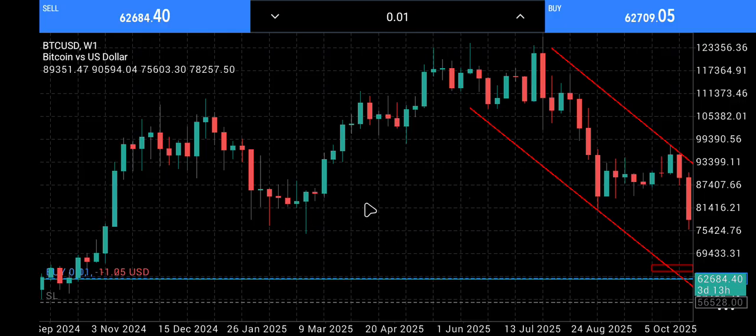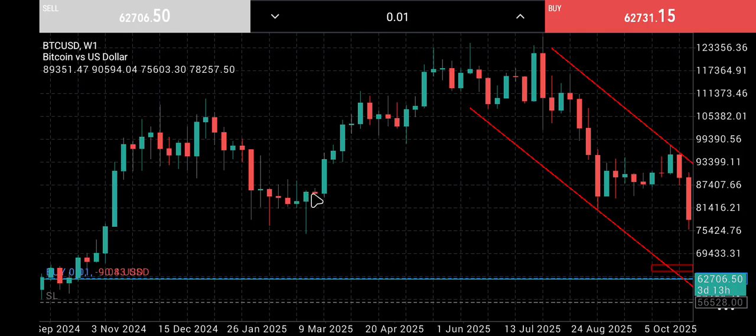Let me explain this concept in a way that is very simple. The buyers came in here, but sellers pushed this price up to here. Then buyers again came in and pushed the price up to this area, right? That's where the price closed.